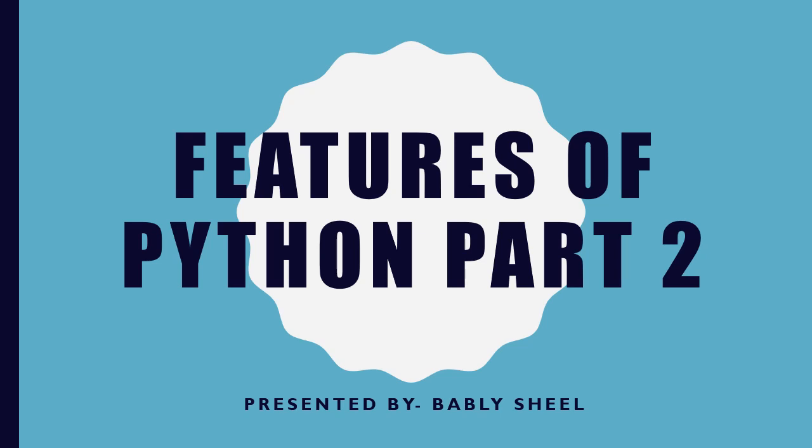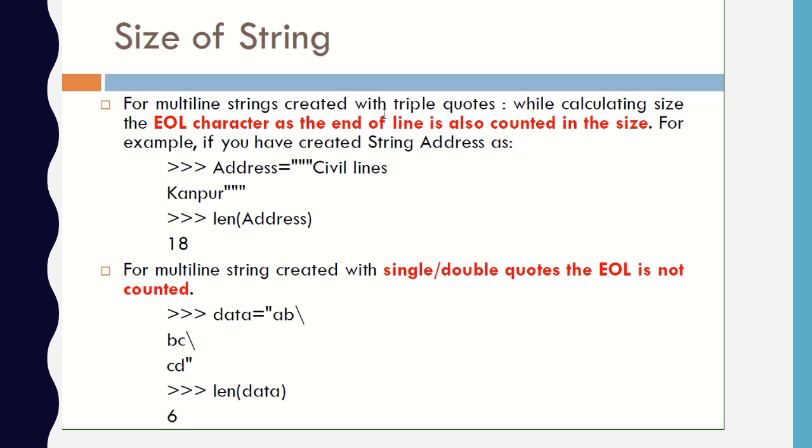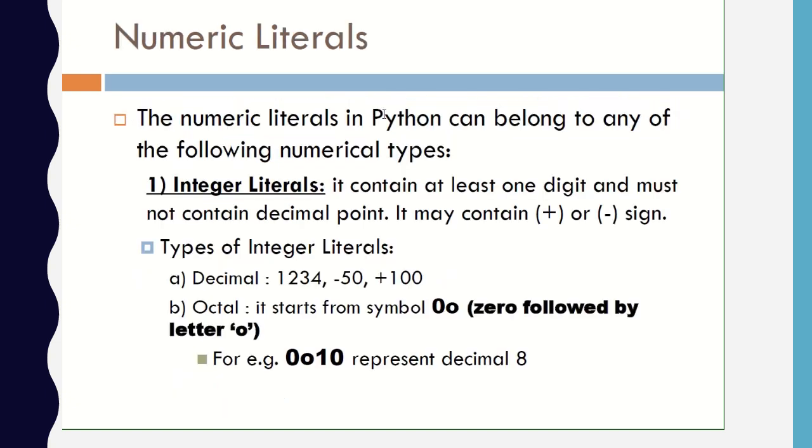Today we learn more parts of identifiers and literals. In our previous class, we dealt with the size of our string. Now today we learn about numeric literals, the next part of our literals. There are various types of literals. First we have seen string literals. Second we will learn about numeric literals. So what do we mean by numeric literals?